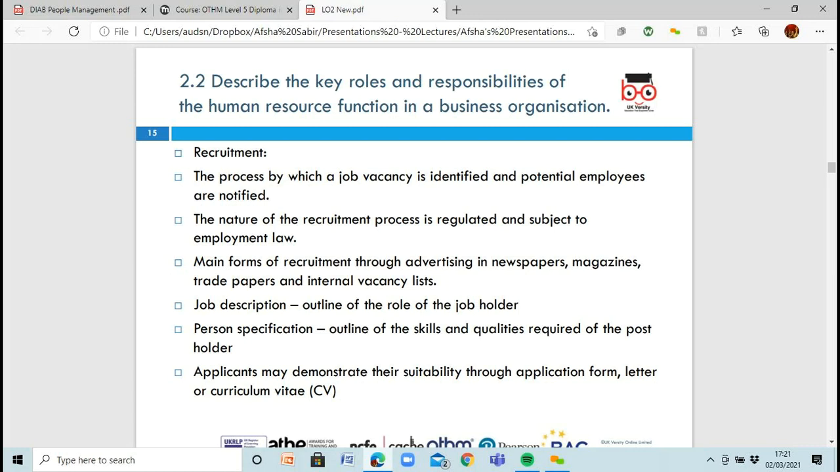So a lot of it is vacancies are done either hard copies, like newspapers, magazines, trade papers, and so on, but mainly online as well now. They'll do the job descriptions, they'll do the person spec, and then they'll just look at the applications to see if this person is suitable for us or not.